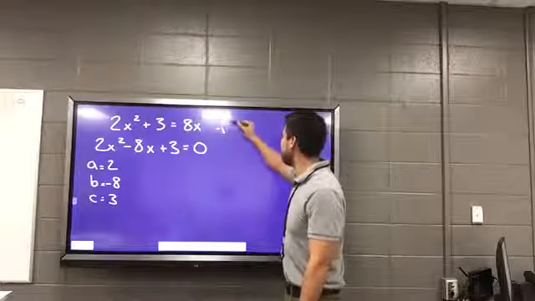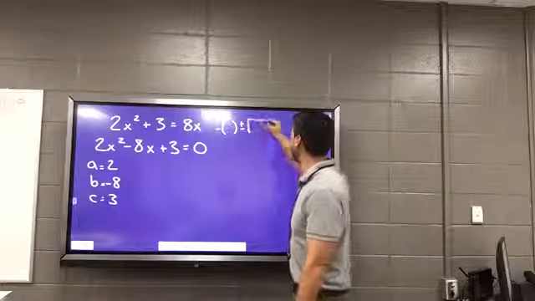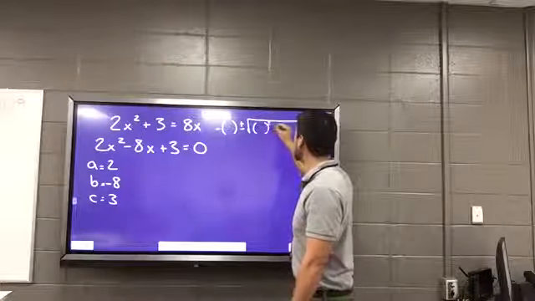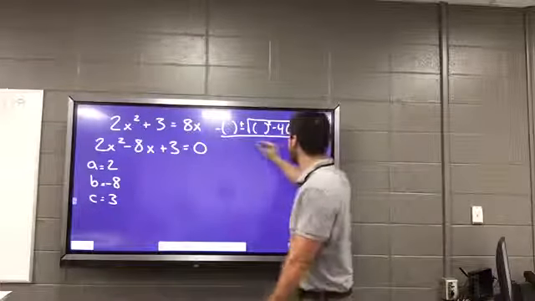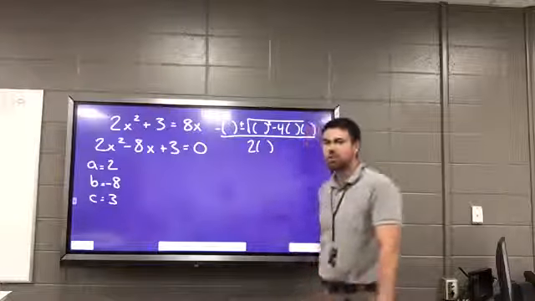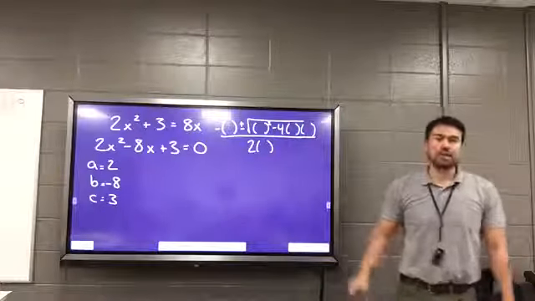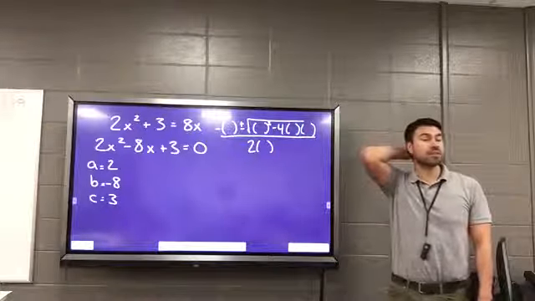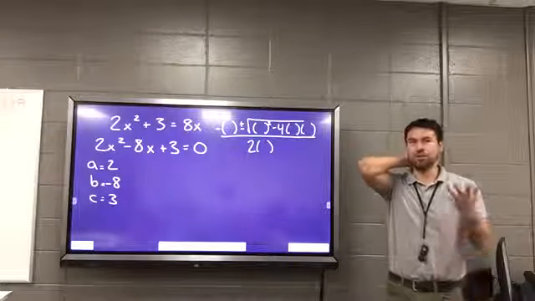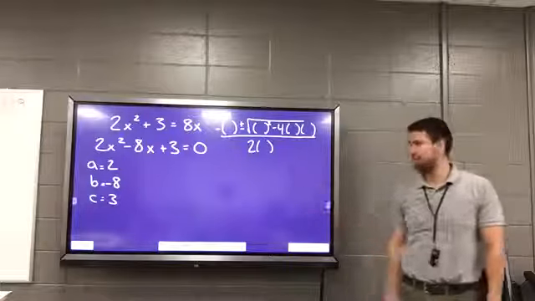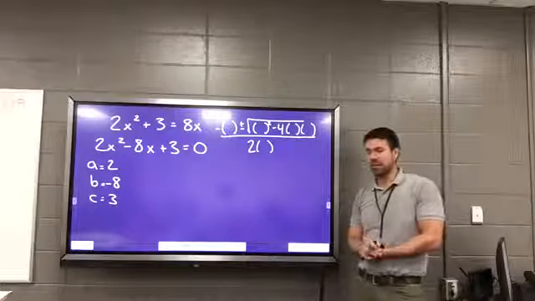Negative B plus or minus the square root of B squared minus 4AC all over 2A. You're like, why did you keep saying all those variables? Because I want to make sure I put the parentheses where they belong. And after almost 10 years of teaching this, I still do that because I don't want to mix up signs. I really don't.